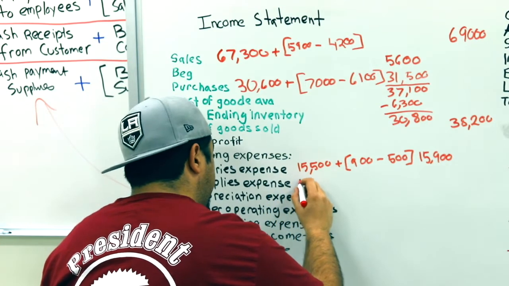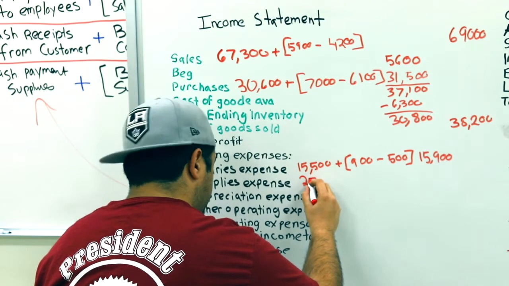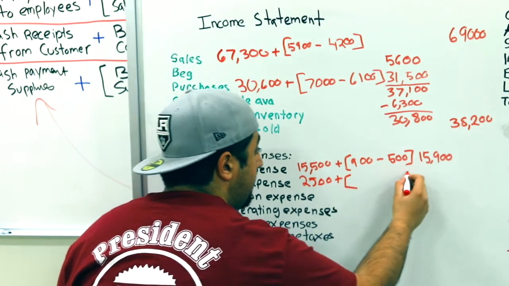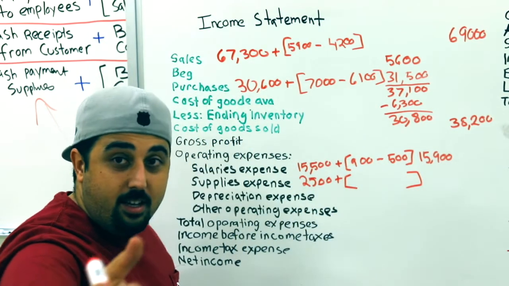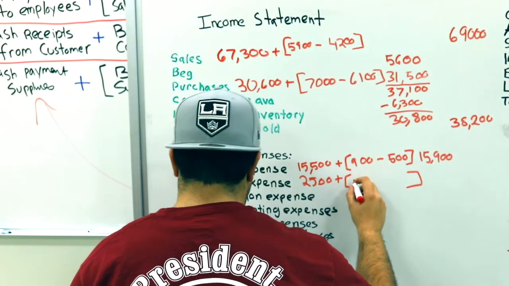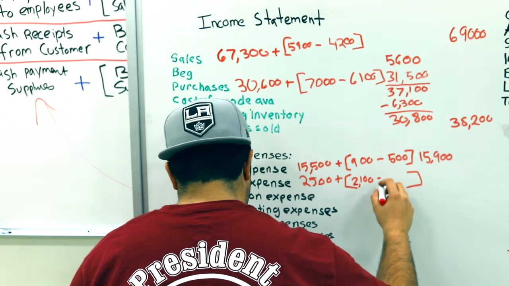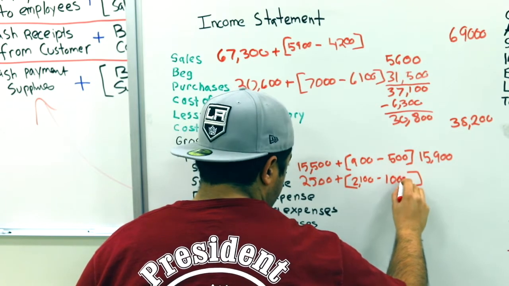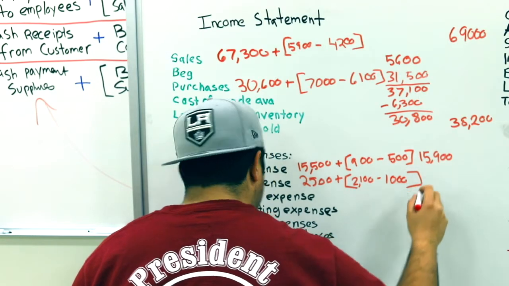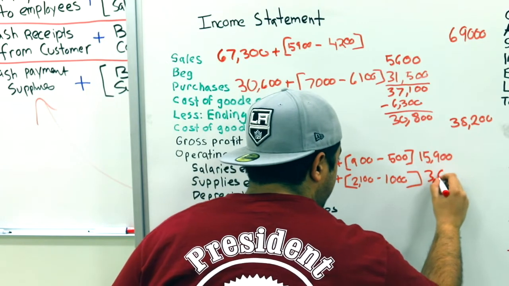Final supplies. Remember, this is the one that's a little bit tricky. We go purchases of 2,500 plus a net of, yeah, correct, beginning minus ending. Giving us what amount? 3,600. Yep, 3,600.